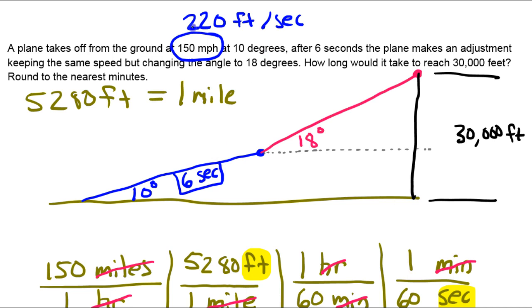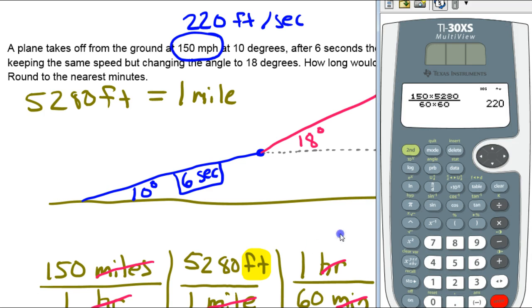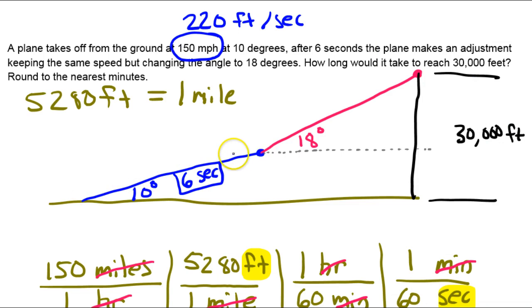So I just need to multiply this by 6. All right, 220 feet in 1 second times 6. That'll give me how many feet it went. So I'm going to go 220 times 6. Okay, so that is 1,320 feet. So this blue path that the plane took is 1,320 feet.